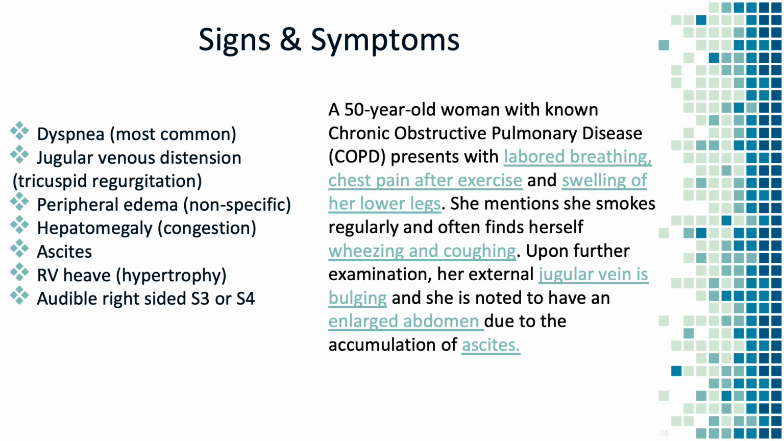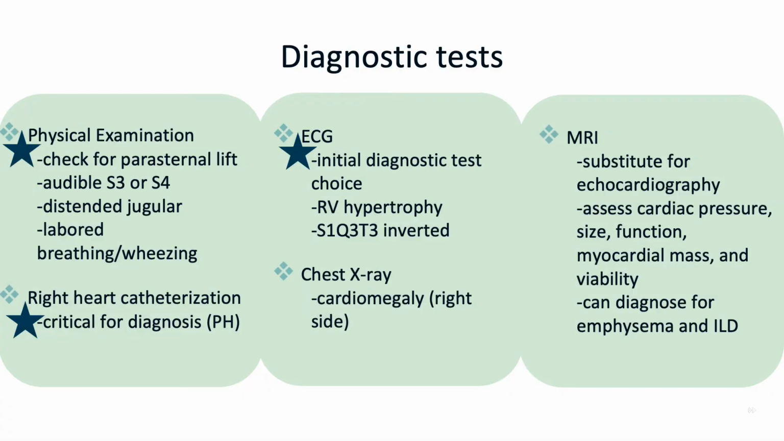Hepatomegaly is common as blood will get backed up in the liver due to the dysfunction of the heart. This is referred to as congestive hepatomegaly. Ascites is another sign. There will be fluid accumulation in the peritoneal cavity, causing the swelling of the abdomen. And because of the hypertrophy of the right ventricle, a sign that can be seen is an RV heave. If you were to listen, you would be able to hear the right-sided S3 or S4.